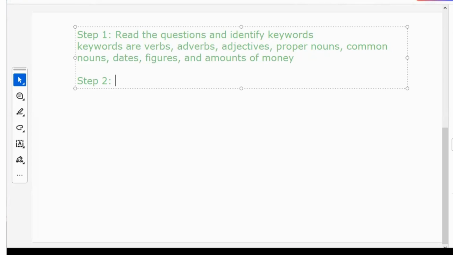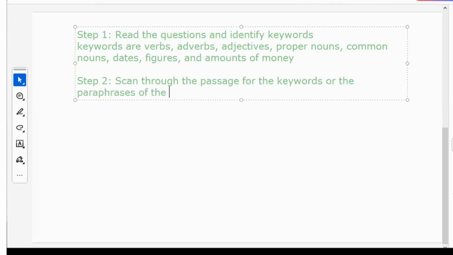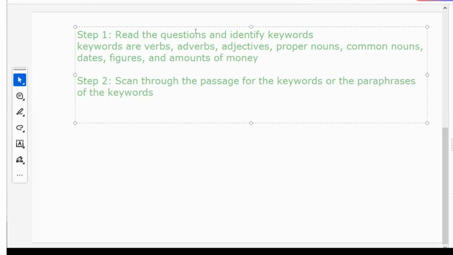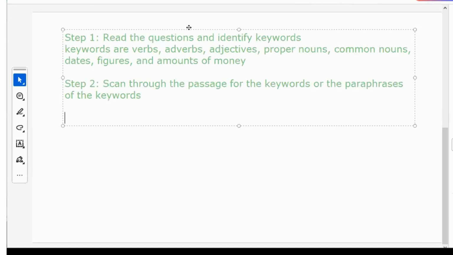Now, step two is to scan through the passage for the keywords or the paraphrases of the keywords. So sometimes you may not see those exact keywords. Sometimes what you will see will be the paraphrases of the keywords. So you need to be on the lookout for any of those two things.